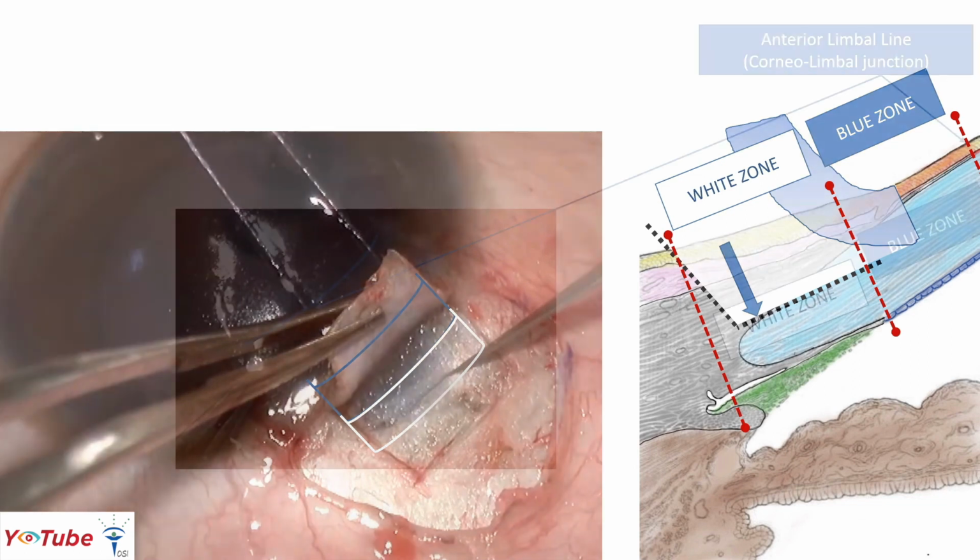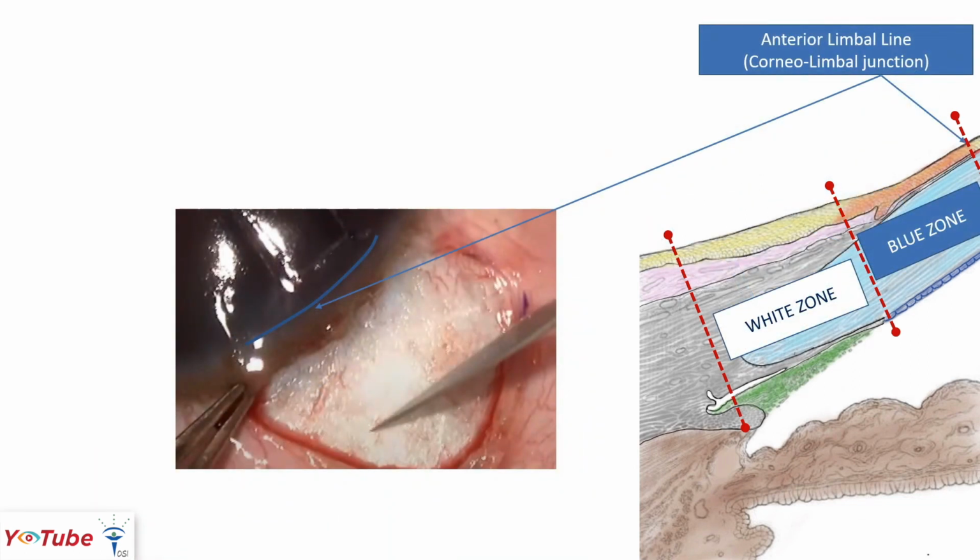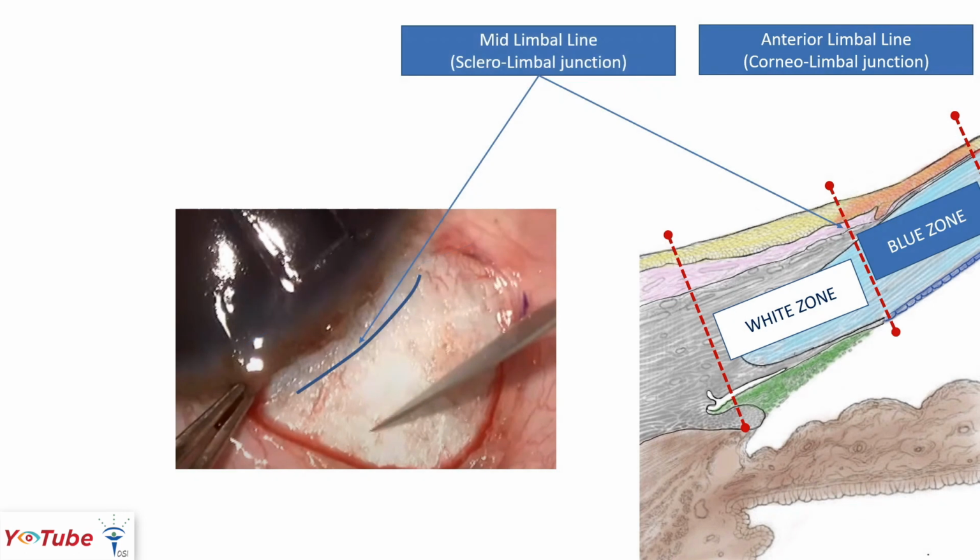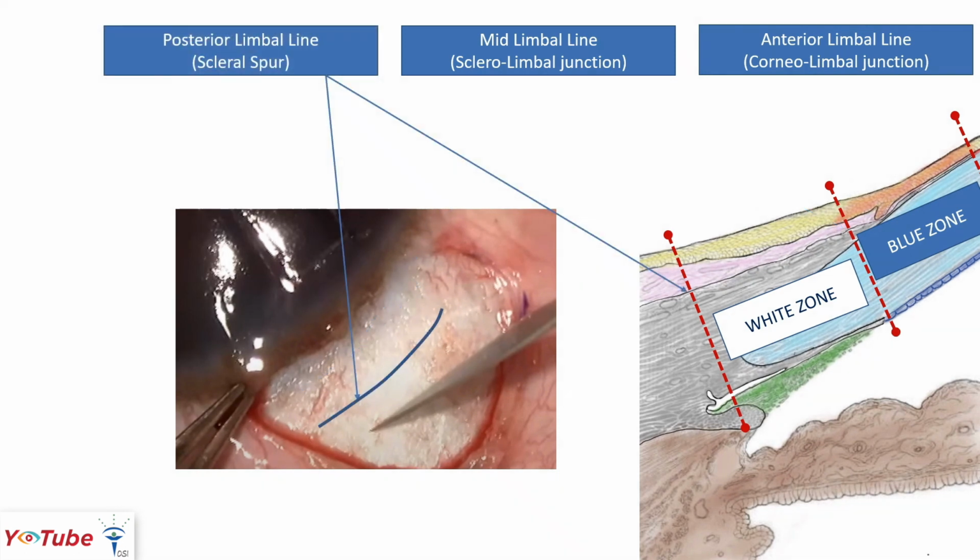Just to complete the theory part, this anterior-most line that we were referring to is called the anterior limbal line or the corneolimbal junction. The second line at the termination of the blue zone is called the mid-limbal line or the sclerolimbal junction. And the third line passing through the scleral spur is called the posterior limbal line. This line cannot be seen or demarcated, we have to measure it 1 millimeter behind the mid-limbal line.